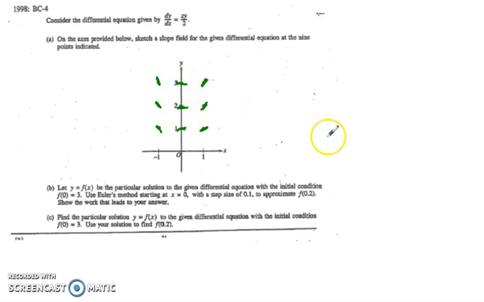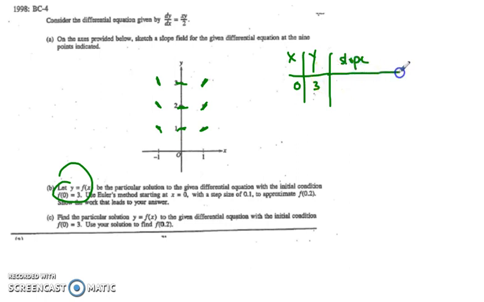Part 2 is asking about Euler's method. They're saying, let f be the particular solution with an initial condition f(0) = 3. So let's use an Euler's method table, starting with the point (0, 3), and I need the slope that I'll get from plugging into dy/dx, and that slope will be 0 because my x value is 0. Then I need my tangent line equation, which with the slope of 0 is just y = 3.